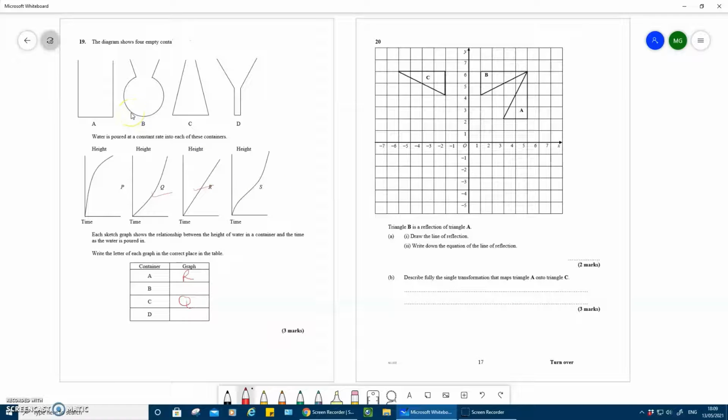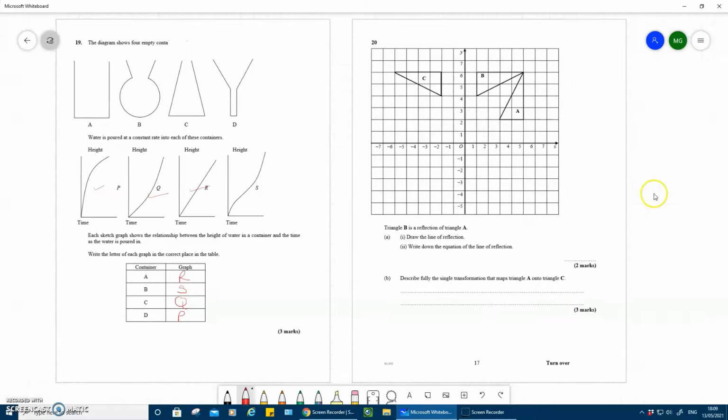This one here will fill up very quickly but at a constant rate, and then because it gets wider it will slow down. So this will be P. So D will be P, and the last one starts off quickly because it's very narrow. It gets slower and slower, so the gradient gets less, then it speeds up again. So it's got to be this one. I've only got one left anyway, so it'll be S. I'm not sure it's 100% correct, but it goes with that one.